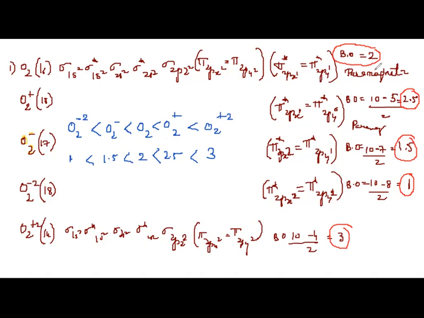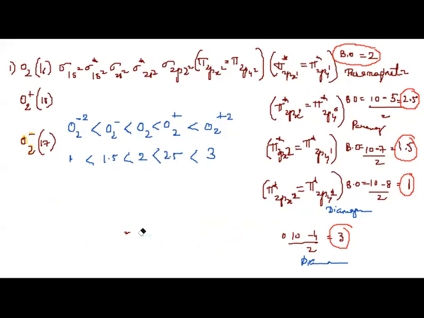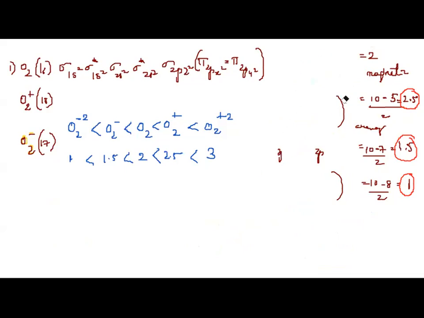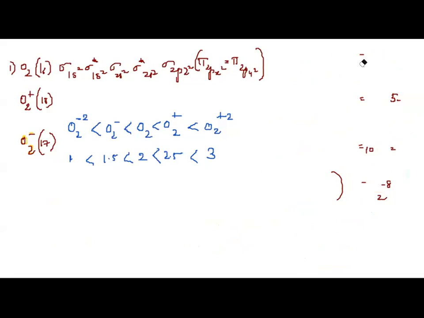And you can speak about the magnetism property also. This is paramagnetic. This is also paramagnetic. This is also paramagnetic. O2 minus 2 and O2 plus 2 are diamagnetic. Rest all are paramagnetic. Correct? Okay, so with this understanding, they have given us the options. Let us see which option holds true. So out of all the oxygen molecular ions, O2 minus 2 and O2 plus 2 are diamagnetic.